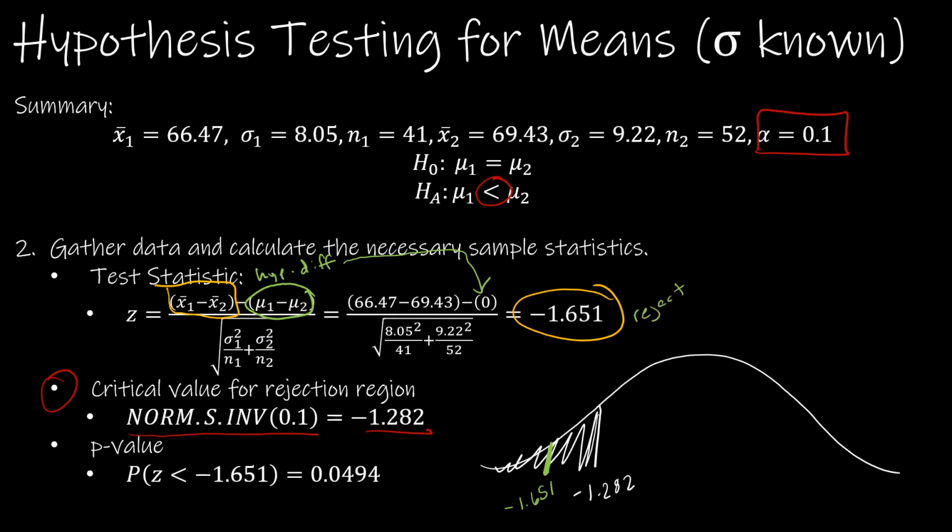Again, we should also find our p-value, and our p-value is just finding the probability that z is less than negative 1.651, which of course is my z or test statistic, and this was just using norm s dist. And again, p is less than alpha, which again tells us to reject.